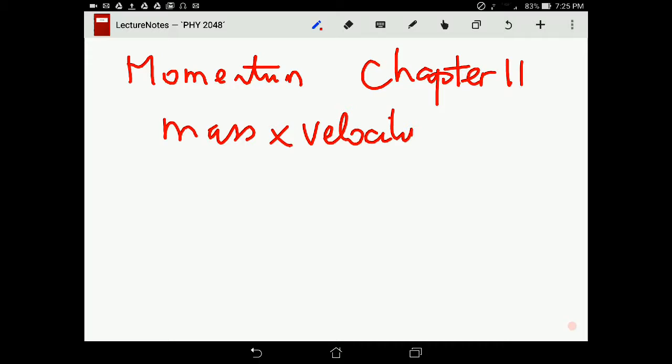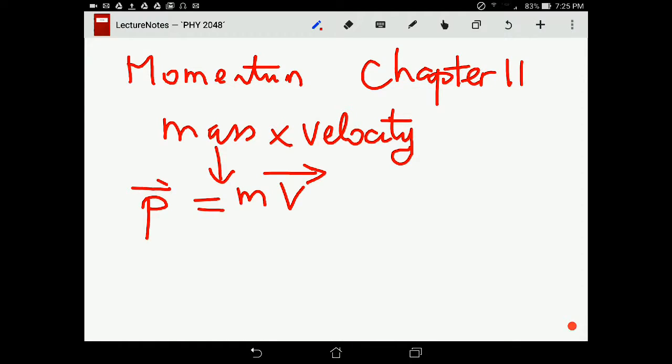If we use a more scientific notation or more abstract notation, we'd use the letter m for mass and v for velocity, the vector velocity v. A standard choice of letter for momentum is the letter p, so we'd come up with p equals mv.